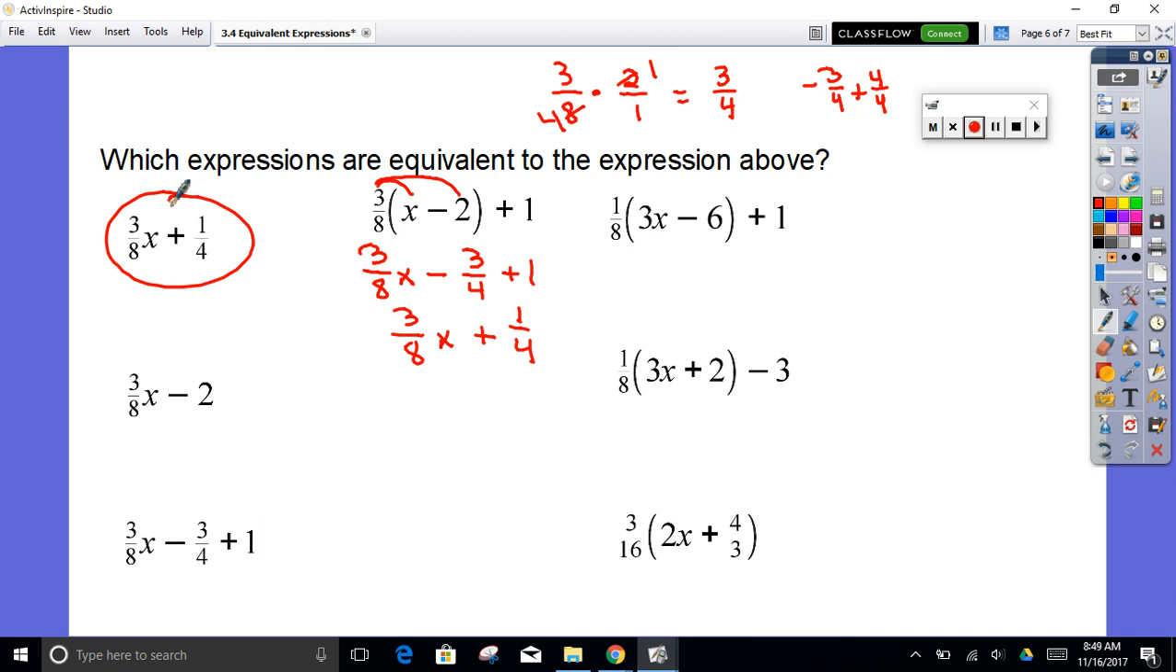No, why not? Because it's the same number. Yeah, it starts out the same, but it has a completely different number. If we substituted something in for x, even if we substituted 0 in for x, that's a nice easy one, this would give us -2, this would give us 1/4. So that one is not equivalent. What about the next one?